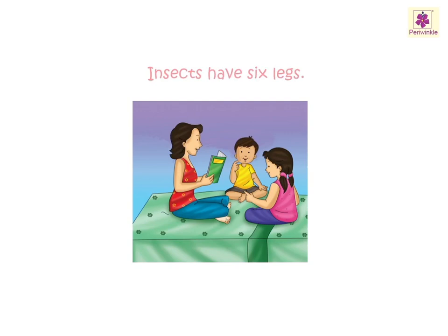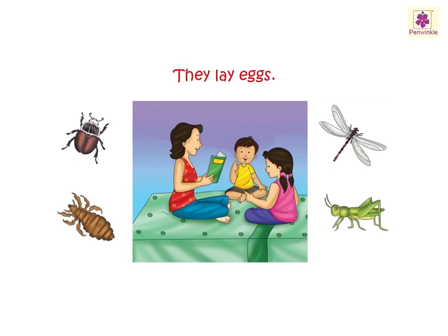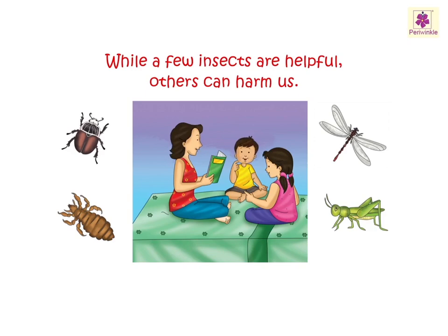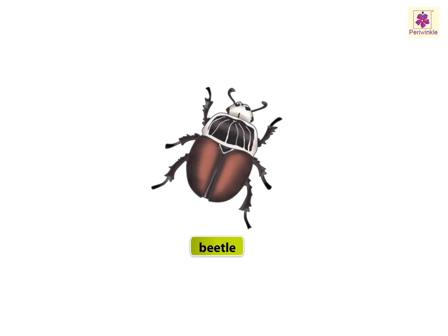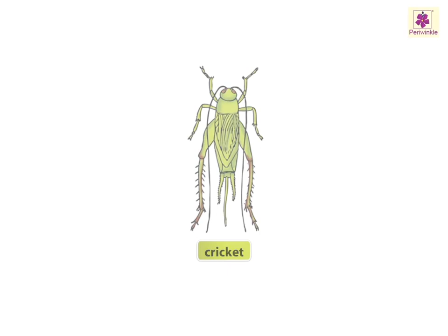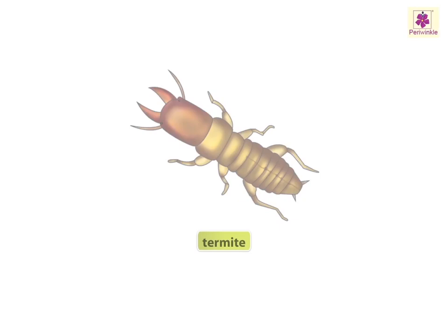Insects. Insects have six legs. They lay eggs. While a few insects are helpful, others can harm us. Let's look at some insects. Beetle. Cricket. Dragonfly. Louse. Termite. Bedbug. Locust. Moth. Wasp.